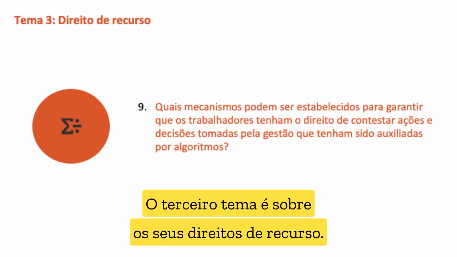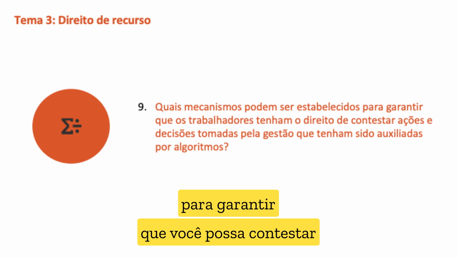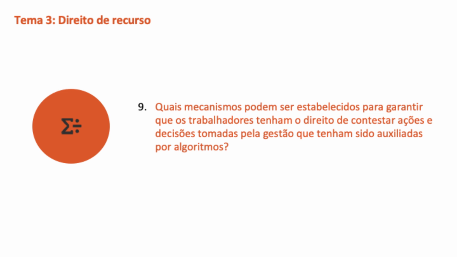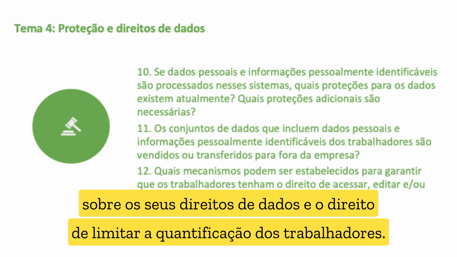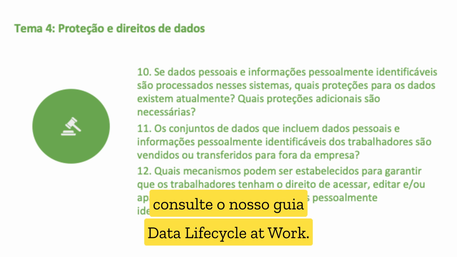Theme 3 is about your rights of redress, i.e. the mechanisms that are or could be in place to ensure that you can challenge any algorithmically supported decision that management takes. In theme 4, we ask 3 essential questions about your data rights and the right to curb the quantification of workers. For more on your data rights, please see our Data Lifecycle at Work guide.